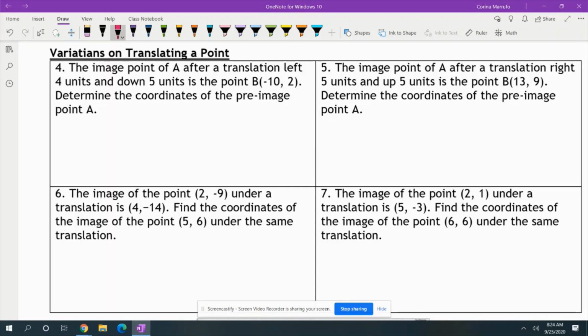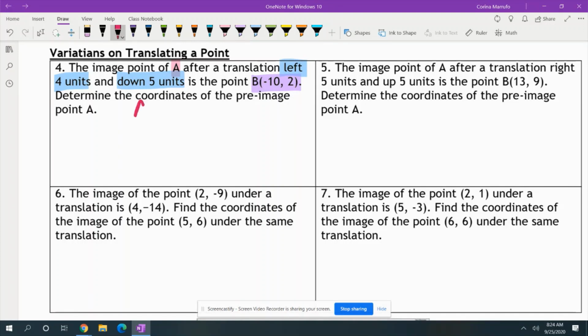Okay, so what this is saying is they took point A and they applied a translation on it, okay? The translation is 4 units to the left and down 5 units. And we ended up coming up with our image, which was B, negative 10, 2. So they want us to find what are the coordinates of A.